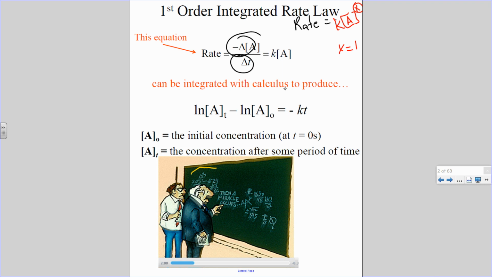Using calculus, you would integrate it, and we don't have to worry about that now, but that's how you get this equation. This is your first equation under the kinetics section, where you have the natural log of the concentration at some point in time minus the natural log of the initial concentration, if that's at 0 seconds, so that's really just the initial concentration, equals negative kt. This equation is on your formula sheet. It does not, however, say it's the first order integrated rate law, but that's easy to remember because it's the first one.